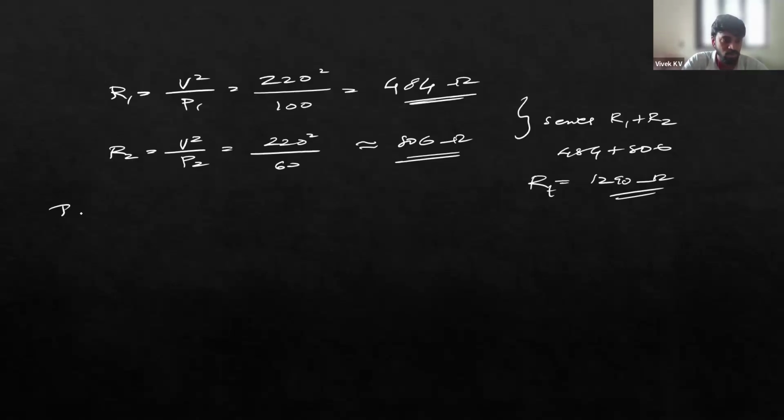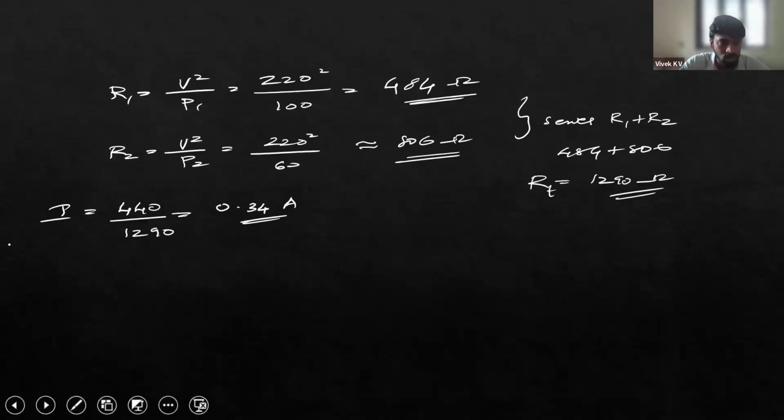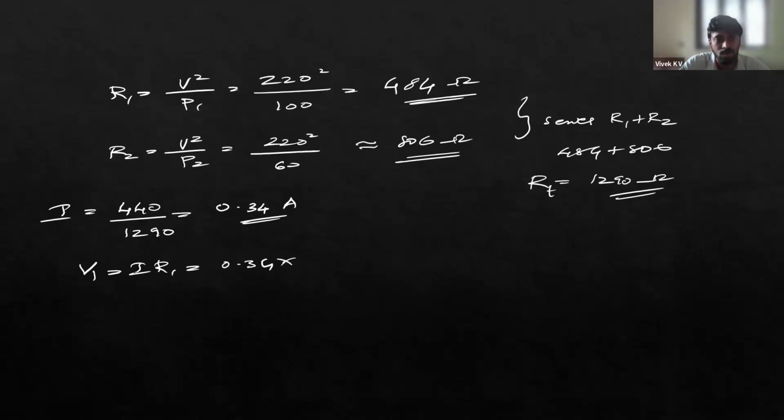Now I need to calculate how much current will be flowing through the circuit. I equal to V by R, where V is the supplied voltage 440 and R is the total resistance, 1290. So a current of approximately 0.34 ampere is flowing through the circuit. Now I can find the voltage across each bulb. Let this be V1 and this be V2. V1 will be equal to I into R1, so 0.34 into 484, which is equal to 165 volt.